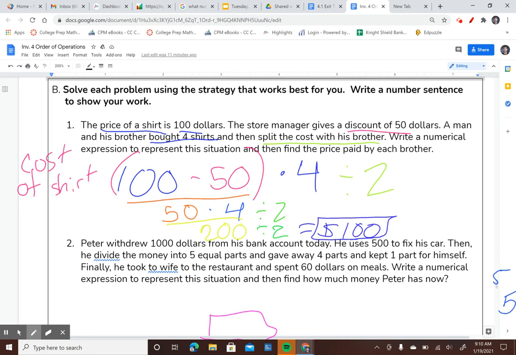And I know you're probably thinking, like, a price of a shirt, $100 originally, bought it on sale for $50. That's not really much of a deal. I don't know, maybe they went to Louis Vuitton or Versace or some high-end clothing brand. But regardless, when they split the cost of those 4 shirts, they each paid $100.